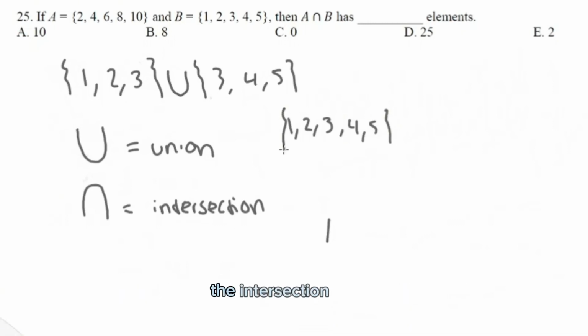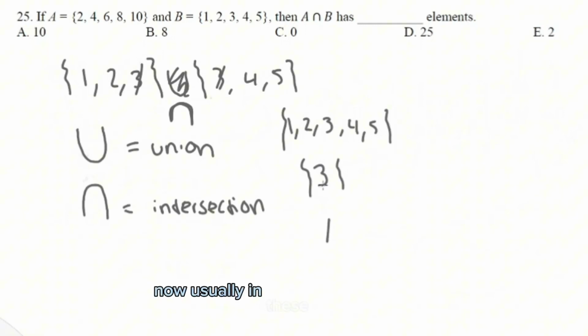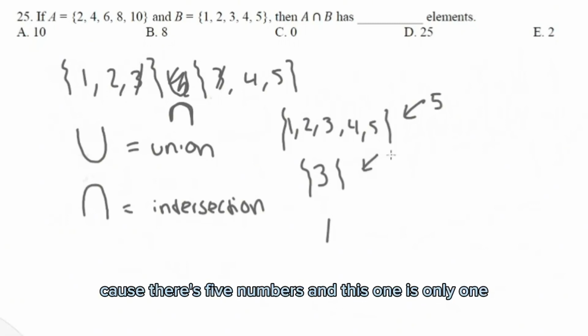The intersection is just, you take the elements in common. So if we take these two sets again, instead of the union sign, we can use intersection. And that intersection sign sees that only 3 is in common, which means the new set would just be 3 by itself. Now, usually in these set questions, the problems are going to ask you how many elements. In that case, all you want to do is count the amount of numbers. So in this one, which we got by taking the union, there's 5 elements because there's 5 numbers. In this one, there's only 1 because there's 1 number.